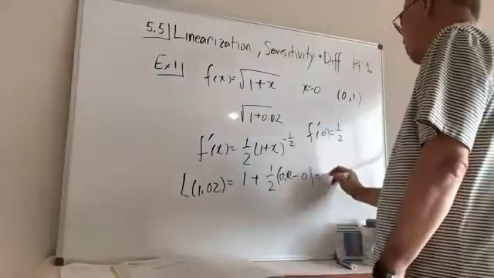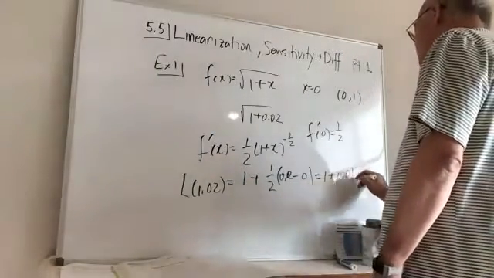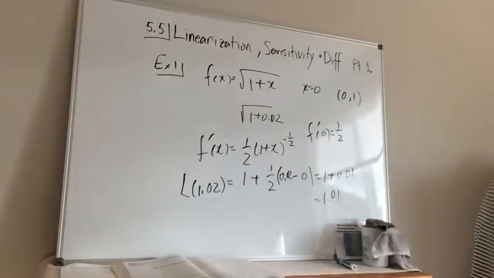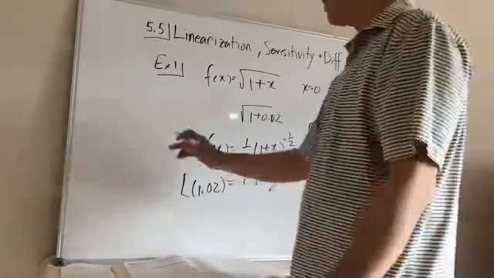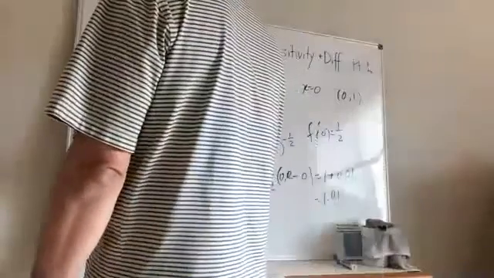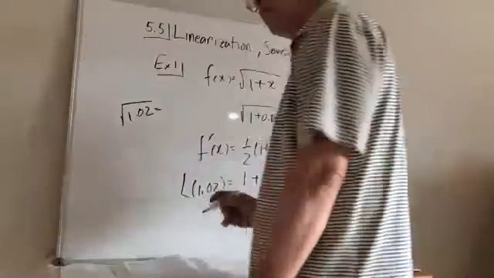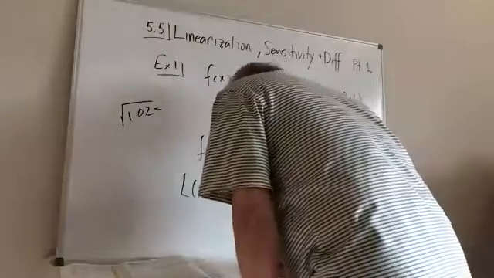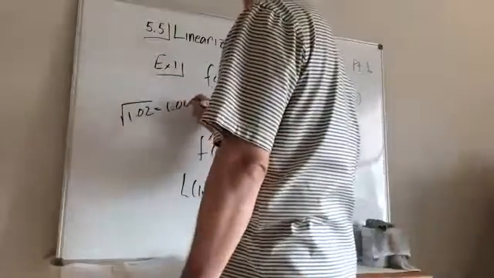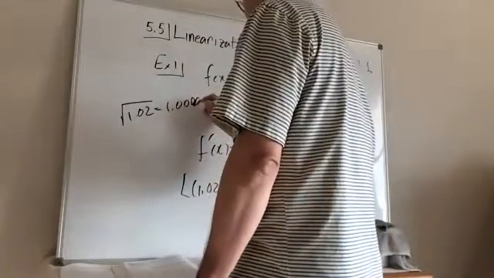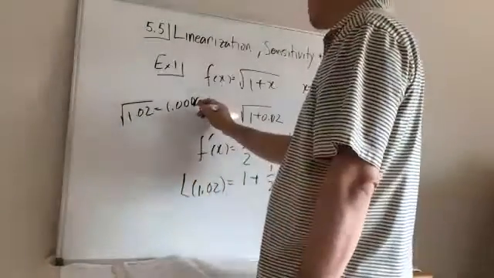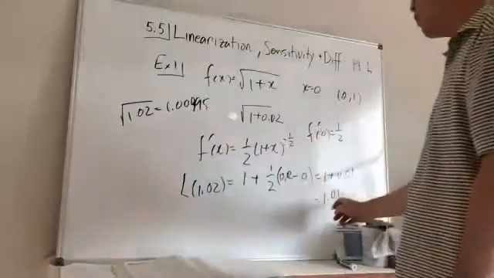So 0.02, I'm going to get 1 plus 0.01, 1.01. Okay? If you actually go into your calculator and compute 1.02 to the one half power, what do we get? The book says we're going to get 1.00995 something, something, something. So this is very close to 1.01.